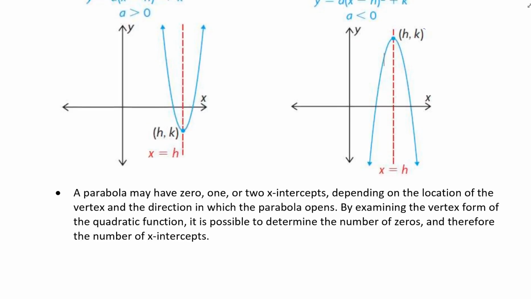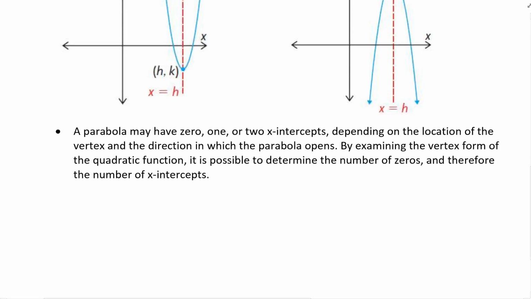The rules don't change in terms of how many zeros we have, how many x-intercepts, how many roots. They can have 0, 1, or 2 depending on the location of the vertex and the direction in which the parabola opens. By examining the vertex form of the quadratic function, it's possible to determine the number of zeros and therefore the number of x-intercepts. So we can look at these equations and get everything out of there without having to go too much further. Okay?